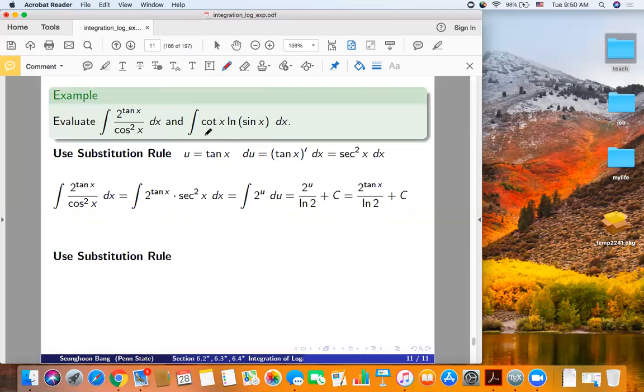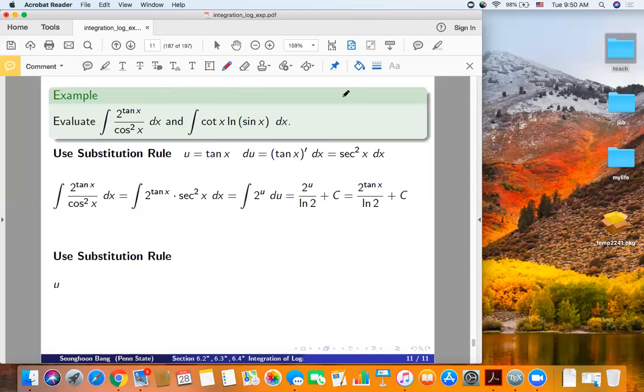For the second one, you have to use u substitution. Is it right? This is a complicated one. What is u? What do you think? It's the last one. What is u? Don't think about it. What is u?